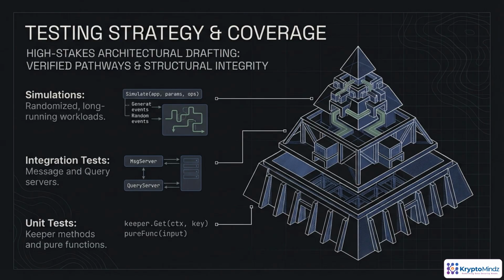Think of your testing strategy as a pyramid for your chain's structural integrity. At the base, unit tests hammer on keeper methods and pure functions. Here you verify invariants, edge cases, and error handling with fast, deterministic checks. In the middle, integration tests exercise Msg and query servers. These ensure your module wiring, codecs, and state transitions behave correctly when a real request flows through the app. At the top, simulations run randomized, long-lived workloads against the whole application. They expose emergent bugs, bad interactions between modules, and performance issues you'd almost never hit with handcrafted cases.